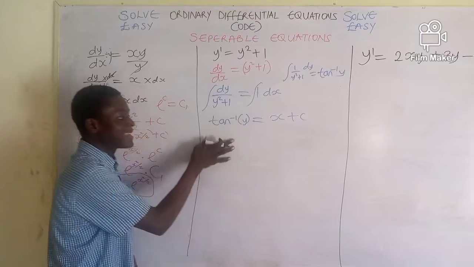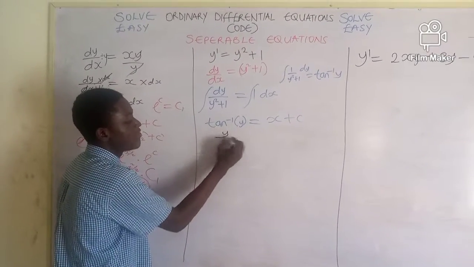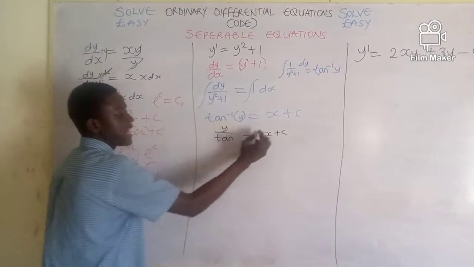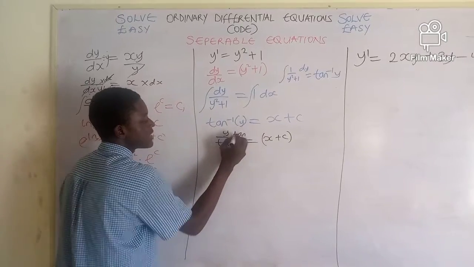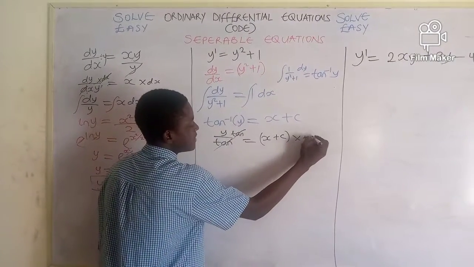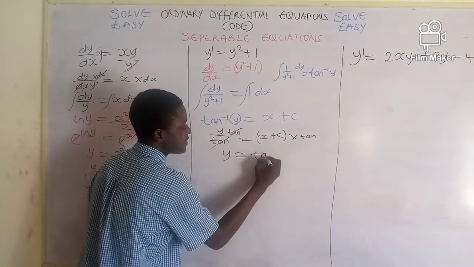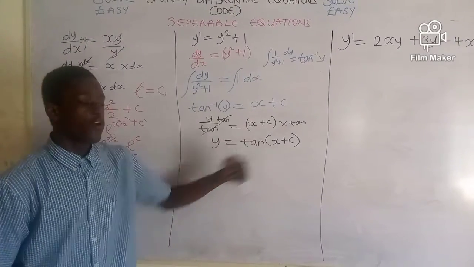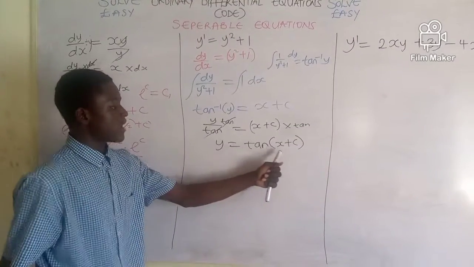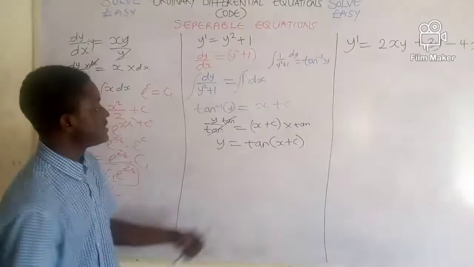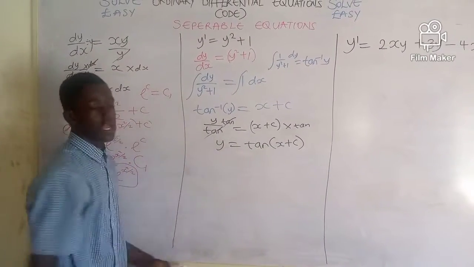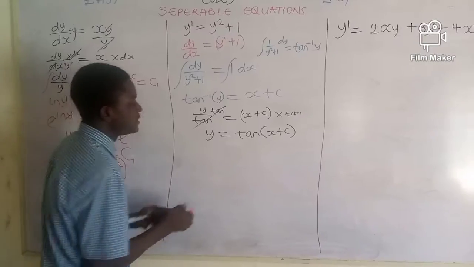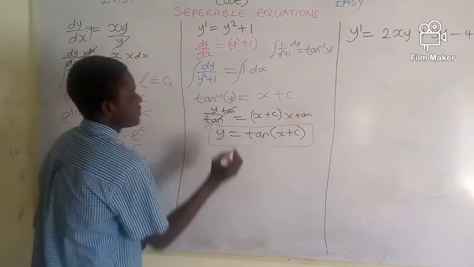Therefore, multiplying by tan cancels this out, because this is the same as y over tan, which is equal to x plus c. Multiplying both sides by tan, tan cancels tan here, and multiplying here by tan, we have y equals tan of x plus c. In case you are given a value for x and c, we can go ahead to find the particular solution for this. Now the general solution for this problem is y equals tan of x plus c.